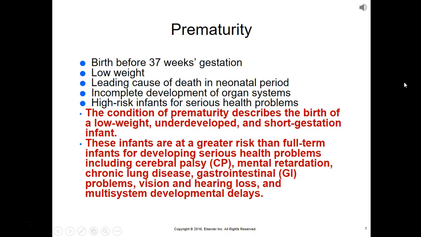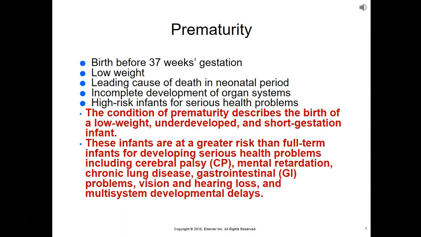Prematurity is a big deal for newborn babies. If they're born premature, they have kind of an uphill battle for the first several months of their life. So basically, a premature baby is a baby that's born before 37 weeks gestation. They typically have low birth weight. It's the leading cause of death in the neonatal period.